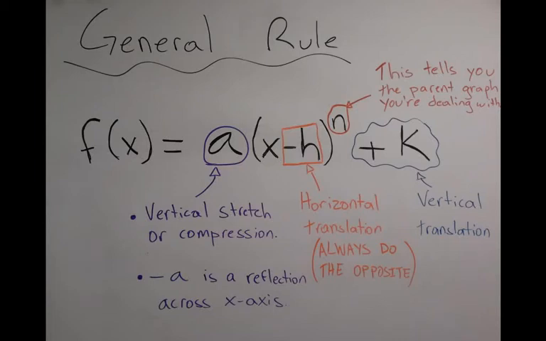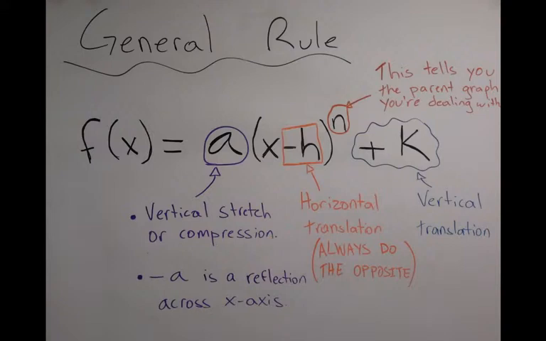Let's look at the general rule. Looking at the general rule, you have a few variables that you need to know what they mean. So the first one is the absolute value of A. The absolute value of A is going to tell you if you have a vertical stretch or compression. If the absolute value of A is greater than 1, you're going to have stretch. If it's less than 1, you're going to have compression.